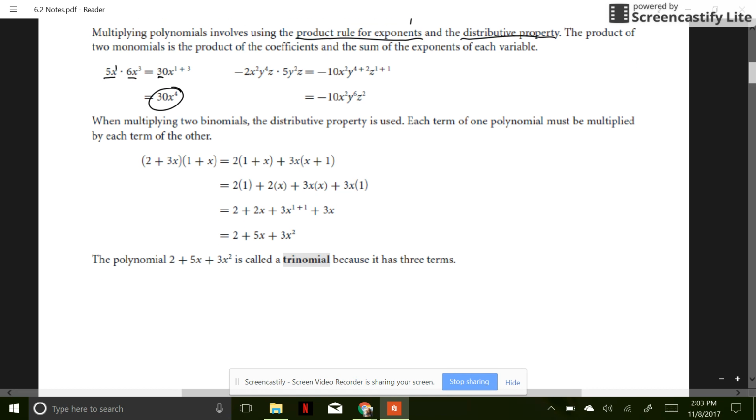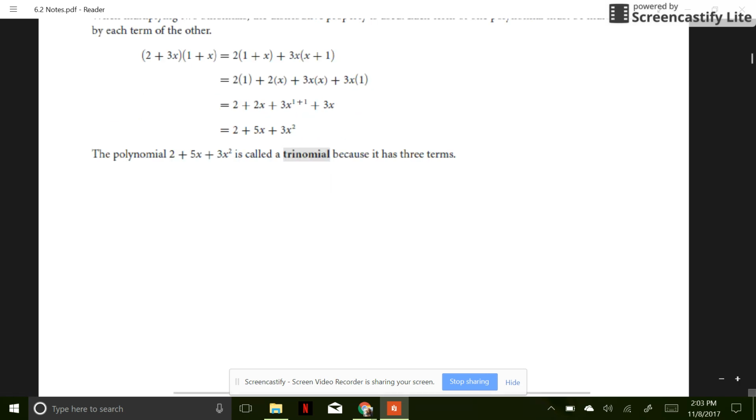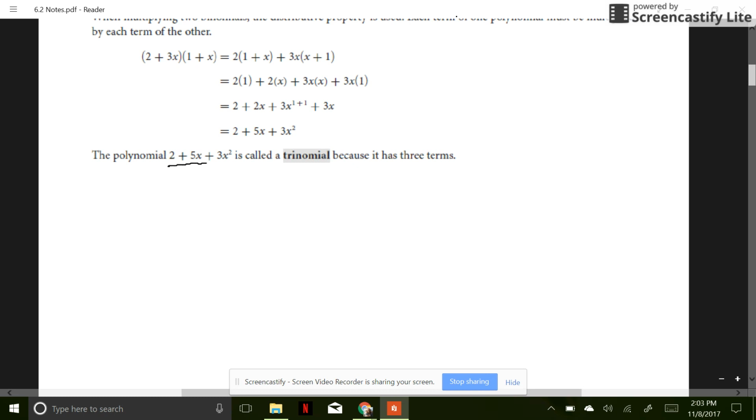When multiplying two binomials, the distributive property is used. So each term of one polynomial must be multiplied by each term of the other. So be very careful, make sure you're multiplying each term in one binomial or polynomial piece times each term in the other. So keep in mind here, in this case, our polynomial became a trinomial because it has three terms. That's just a naming terminology there.